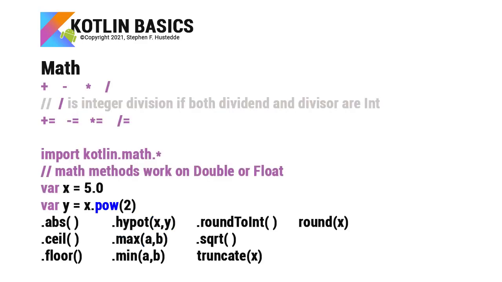For math, we have the traditional operators of plus, minus, multiplication being an asterisk, and division. And division does take into account the data types of the dividend and divisor. If they are both integers, then it will do integer division. Otherwise, if they're both float or both double, it will do decimal division.